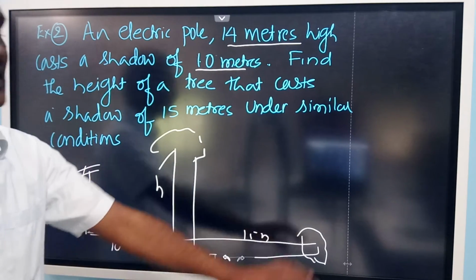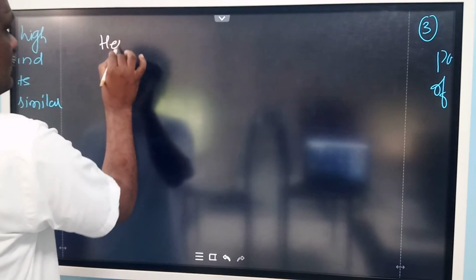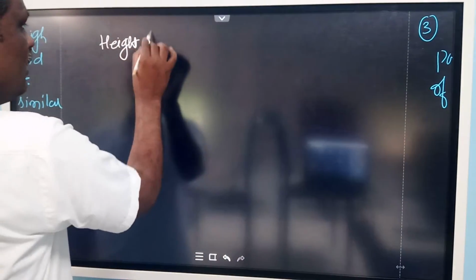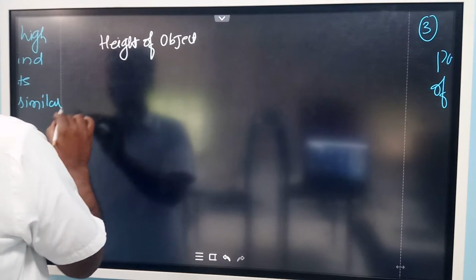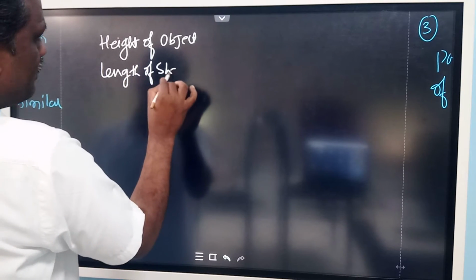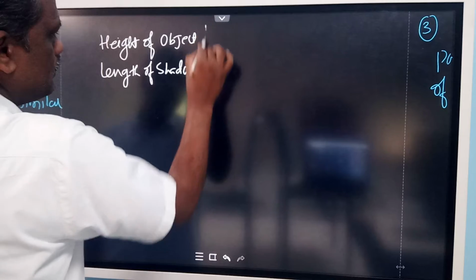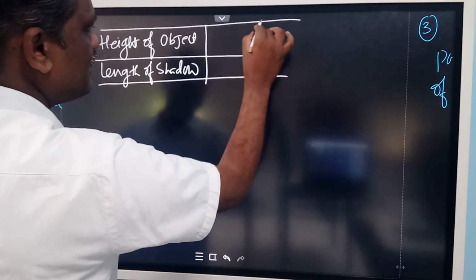For this, let us make a table. First one, height of the object, whether it is a tree or a pole. Then length of shadow in another row. So you can write in the table like this.